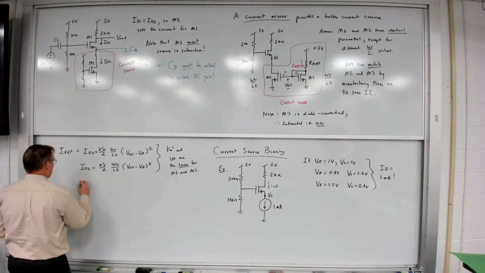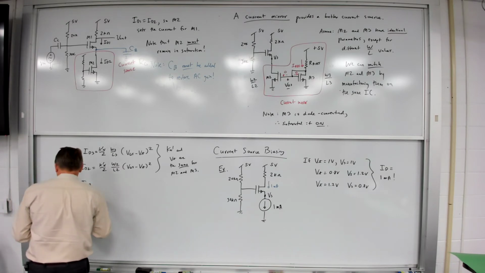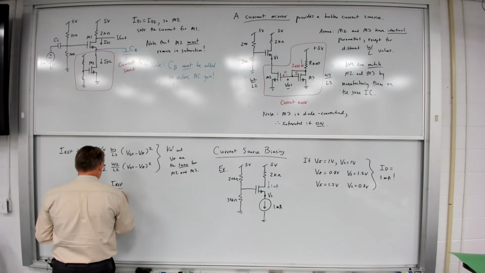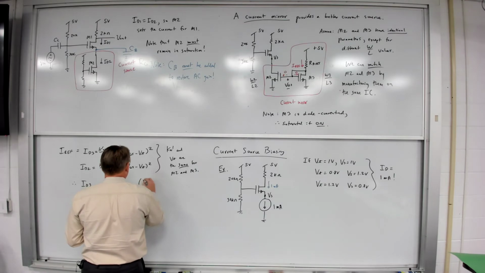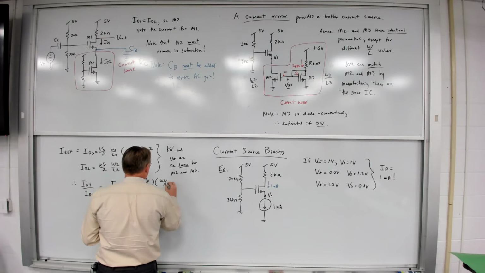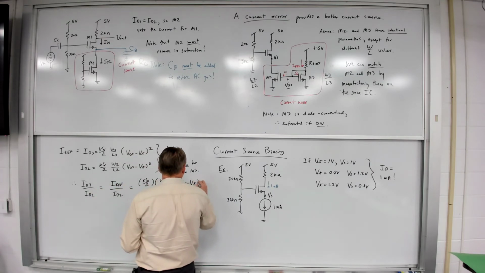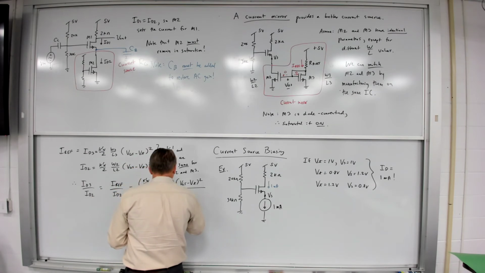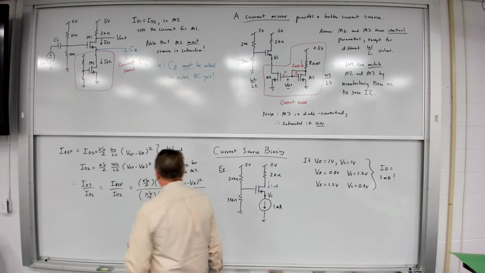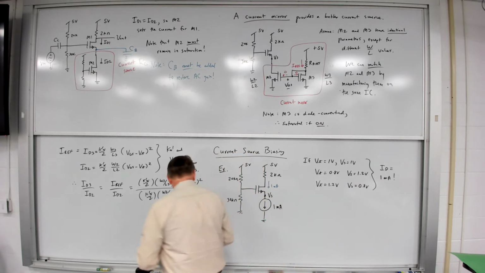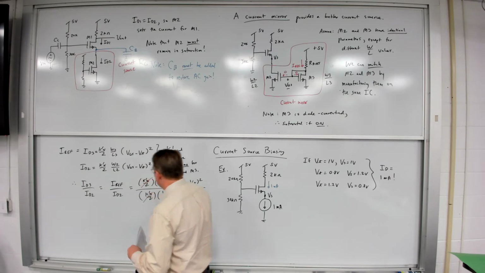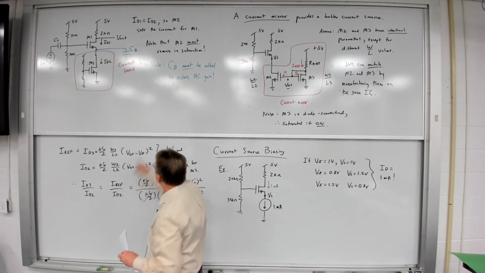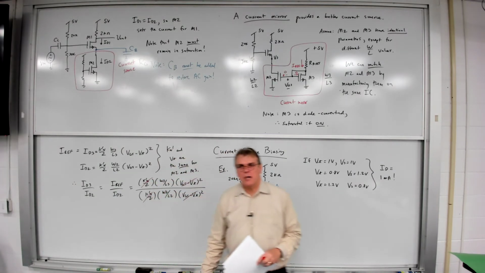And therefore, if I look at the ratio of ID3 to ID2, that's equal to the ratio of Iref to ID2, which is K prime N over 2 times W3 over L3 times (VGS minus VT) squared, divided by K prime N over 2 times W2 over L2 times (VGS minus VT) squared. And when we look at the ratios of those two currents, very conveniently, the K prime N over 2 terms cancel out. The (VGS minus VT) squared terms cancel out. In other words, the ratio of the currents of those two transistors is strictly a matter of geometry.